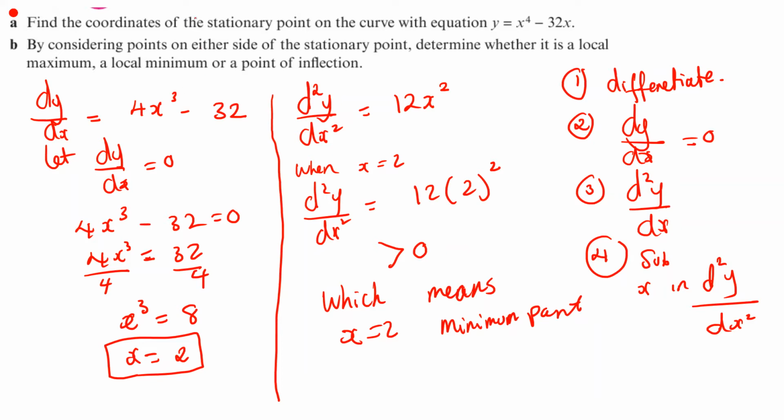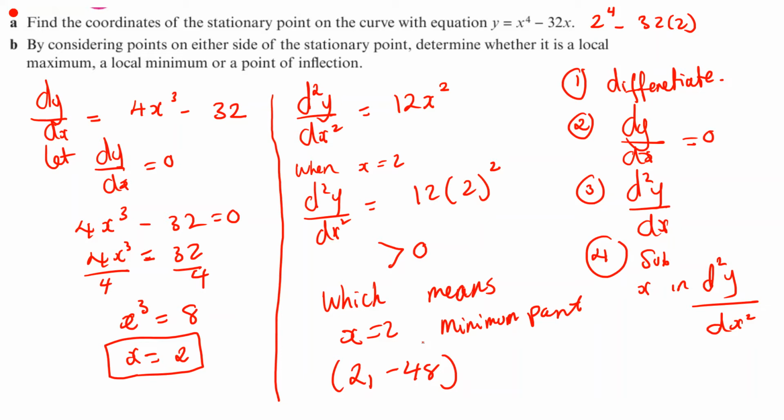The question wants the stationary points, the coordinates. So if we have our x coordinate, we can find our y coordinate by placing it back in this equation. That will be 2 to the power 4 minus 32 multiplied by 2, which gives me minus 48. So this answer here is a minimum point, and the point is (2, -48).